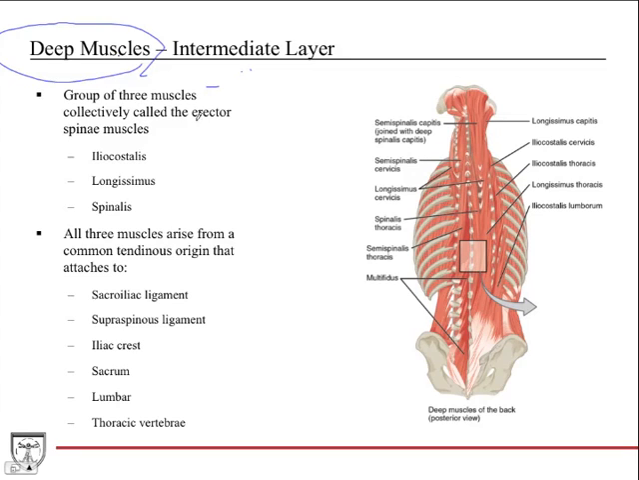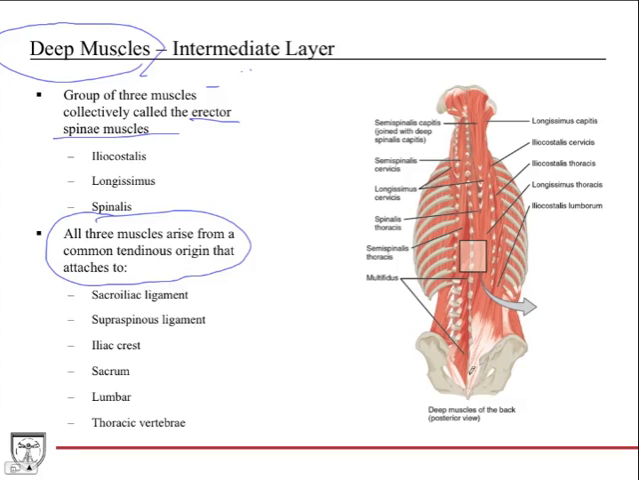So this is a group of 3 muscles, and here they'll refer to them as the erector spinae muscles, and it's the Iliocostalis, Longissimus, and Spinalis muscles. All 3 of these muscles arise from a common tendinous origin. So for these muscles, it's easy to remember. They all 3 have the same origin.